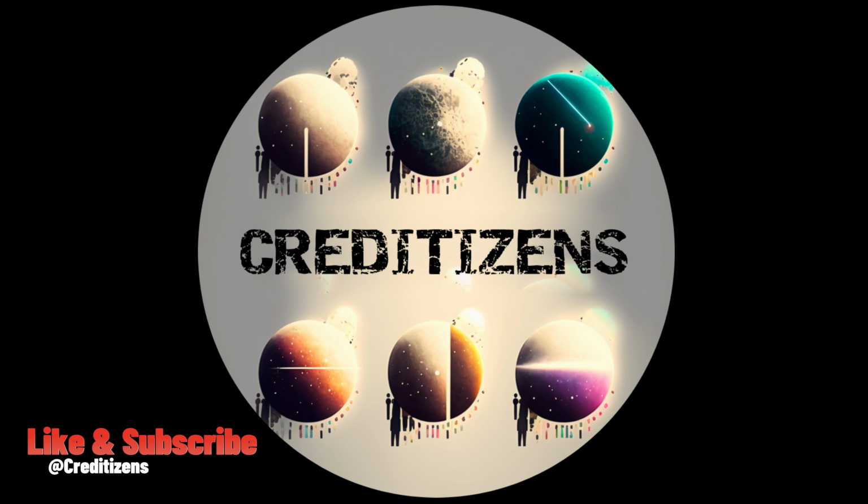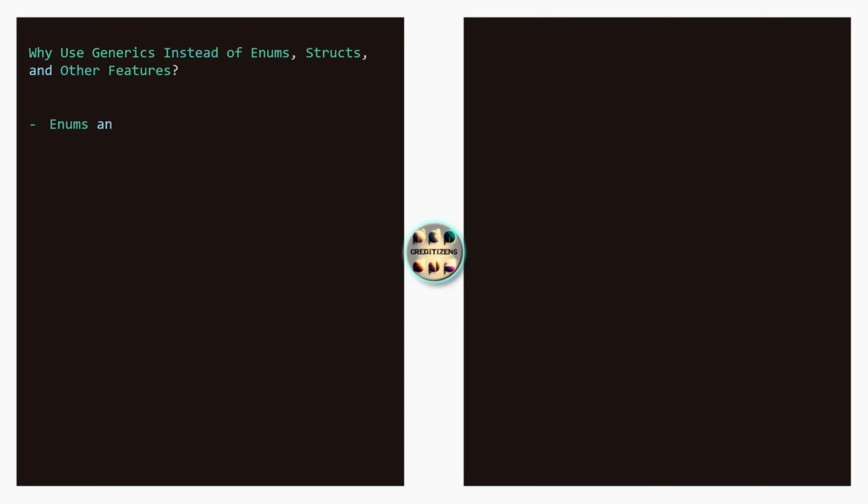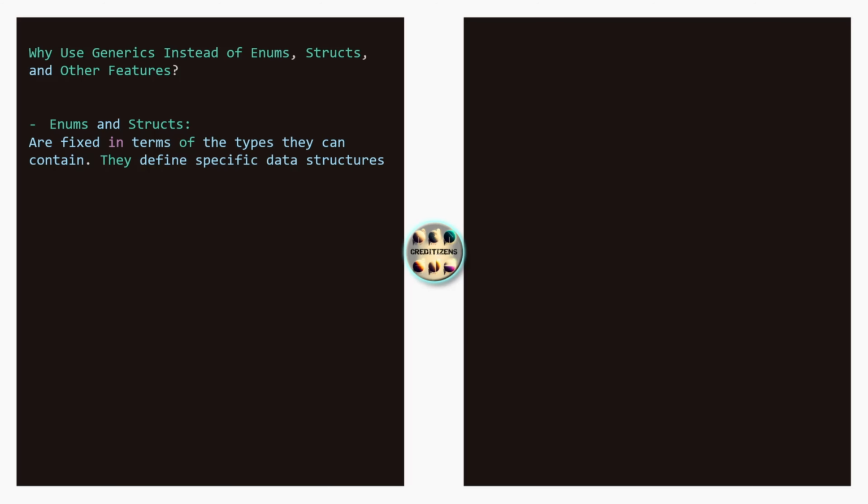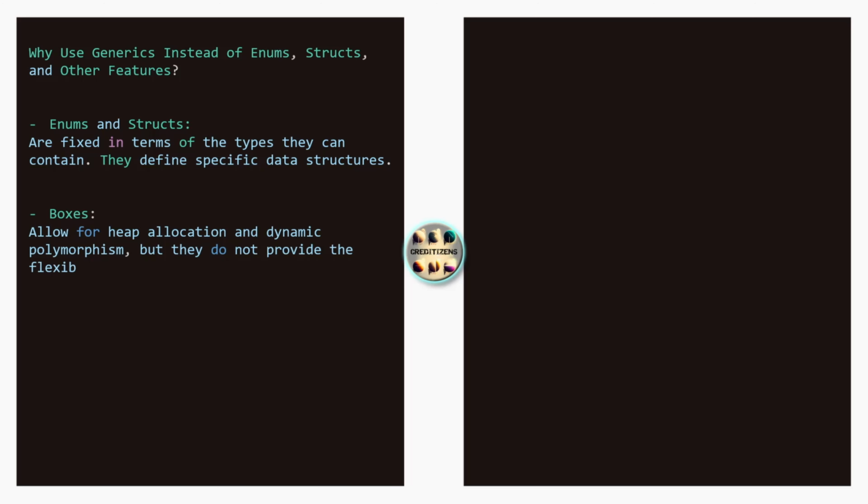Okay, let's get started. Generic types. So the first question coming to my mind: I know enums, I know structs. Why would I need generic types? So why use generics instead of enums, structs, and other features? We're going to compare those and say what they are used for.